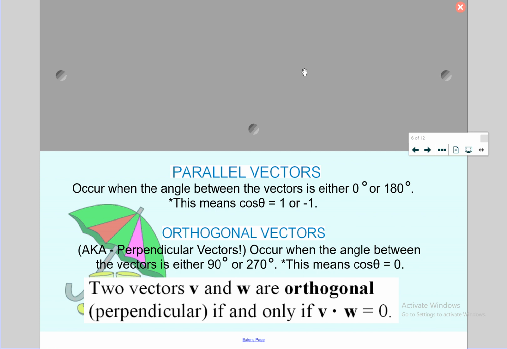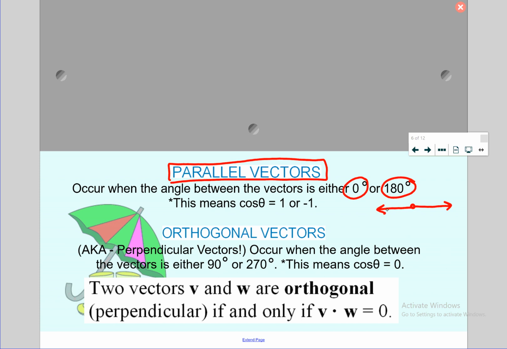Okay, so the last thing we're gonna talk about today are parallel and perpendicular vectors. We'll talk about why there's a different word instead of perpendicular up there in a second. All right, so parallel vectors are vectors that are either 0 or 180 degrees apart from one another. That's the angle between them. It's either 0 or 180. So it could look like one of two things. 180 means they're going in opposite directions.